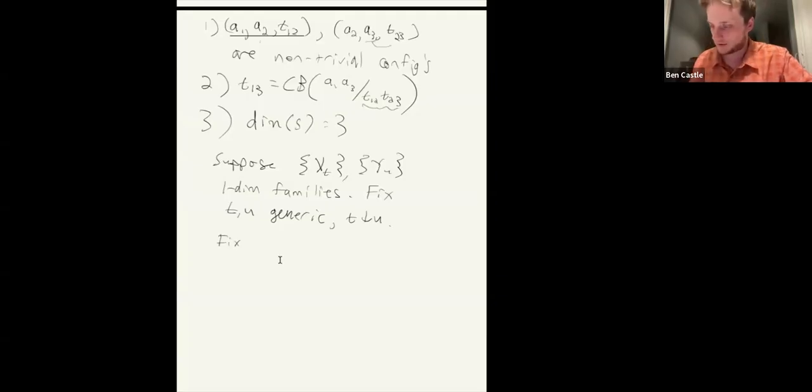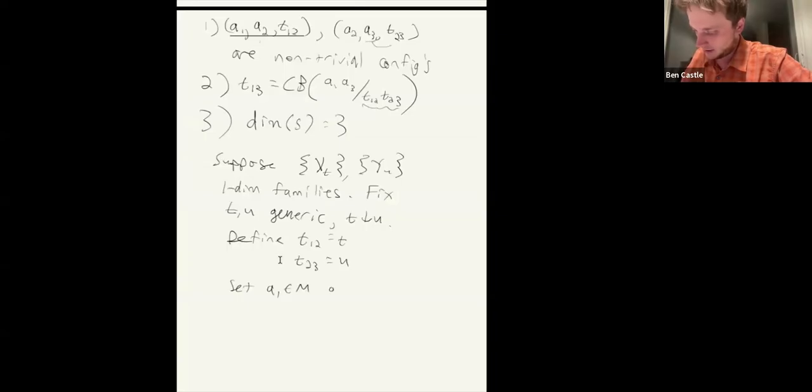Okay, I can fix it. So we'll start defining our configuration. T12 is going to be our T, and then T23 is going to be U. So that's the first two points. The first two T values are just a generic pair of curves, and then we take A1 to just be some generic point in M over those.